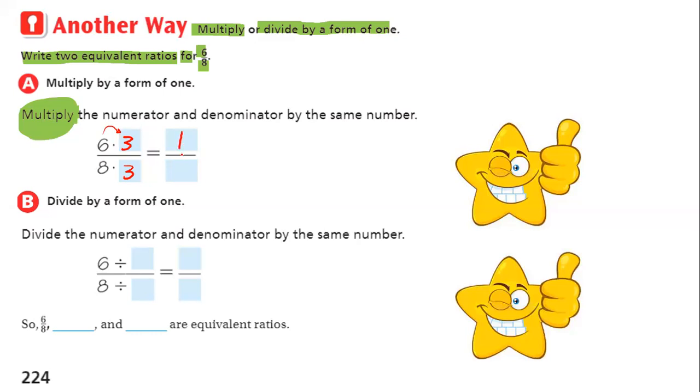10. 18. 6 plus 6 plus 6 is 18. Okay, and 8 multiplied by 3? 8 plus 8 plus 8. Mr., 26. Are you sure?